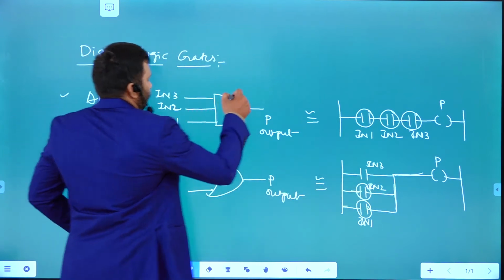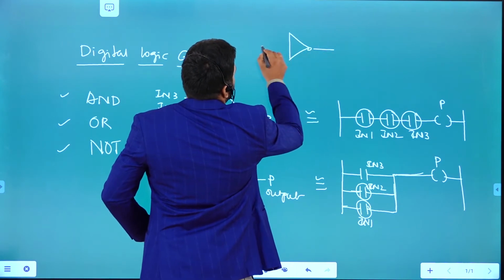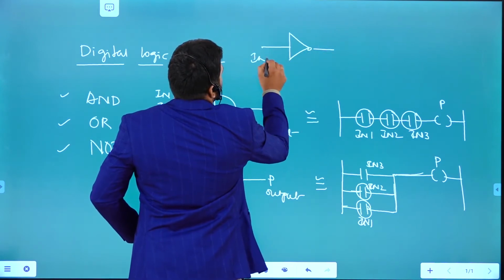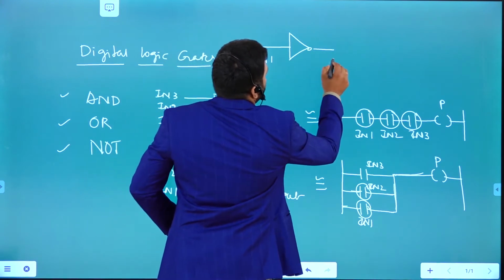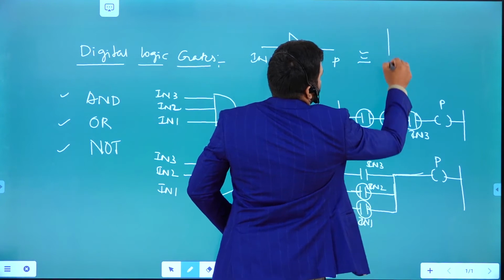In a similar way, if you consider the NOT gate, this is the NOT gate. If the input is 1, the output is going to be like this. So its equivalent circuit is like this.